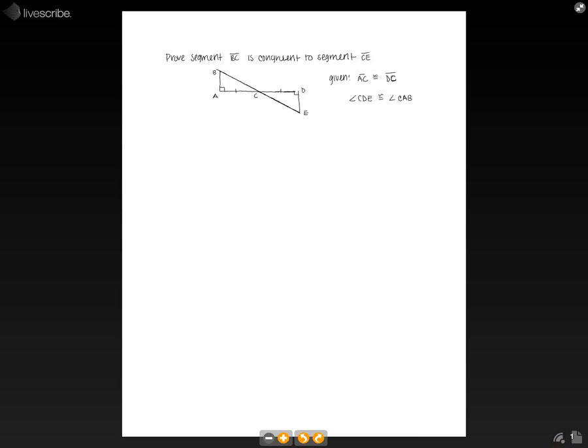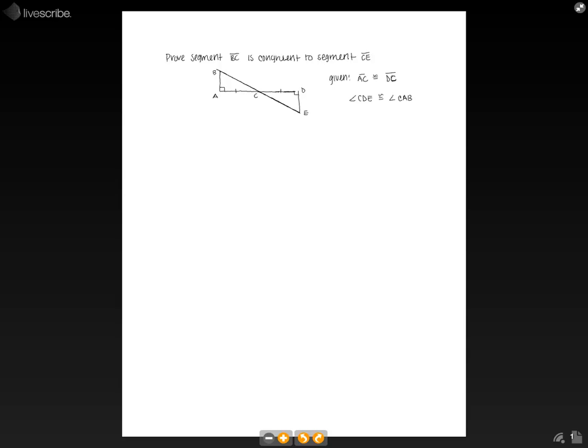In this pencast, we're going to be using corresponding parts of congruent triangles to prove congruence and similarity. Alright, so this says prove segment BC is congruent to segment CE. And we're given that segment AC is congruent to segment DC, and that angle CDE is congruent to angle CAB.